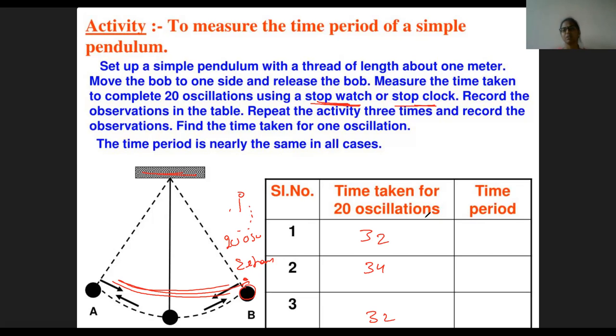The time period formula is nothing but the total time taken divided by the number of oscillations, which is 20. So 32 by 20, 34 by 20, like that you will do, and write here 1.6, 1.7, 1.6, like that. Then take the average of all this. 1.6 is repeating more times, so the answer is 1.6. Clear, children? Like that you are going to take it.